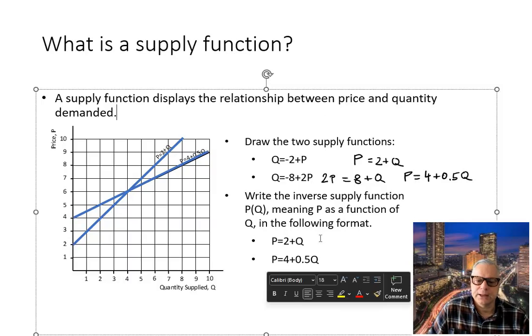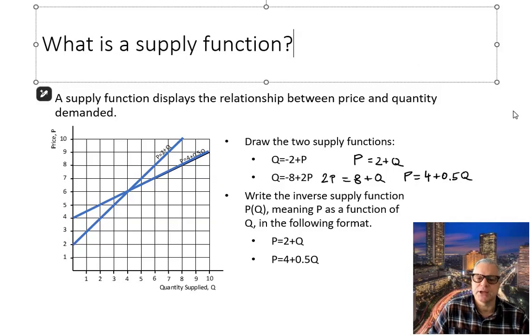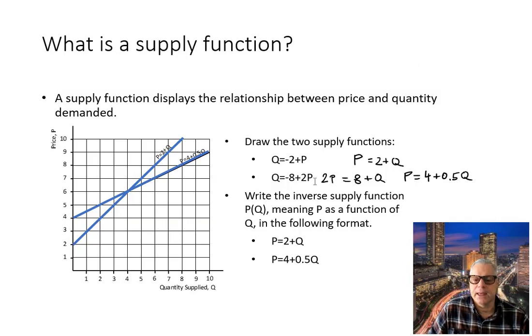So again, here P equals 2 plus Q, that corresponds to Q equals negative 2 plus P, and the inverse demand function P equals 4 plus 0.5 Q corresponds to the demand function Q equals negative 8 plus 2P.